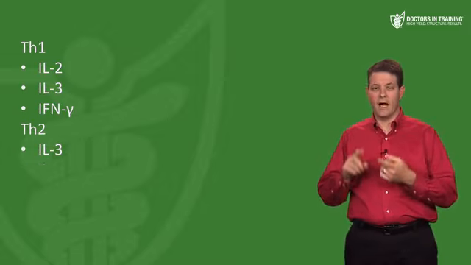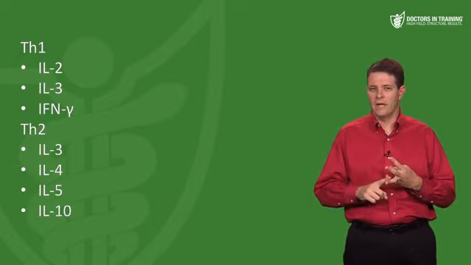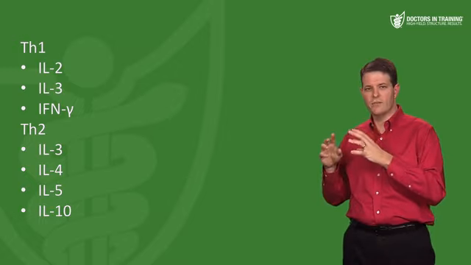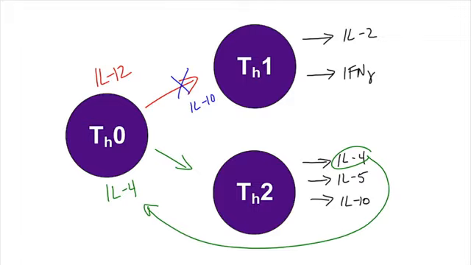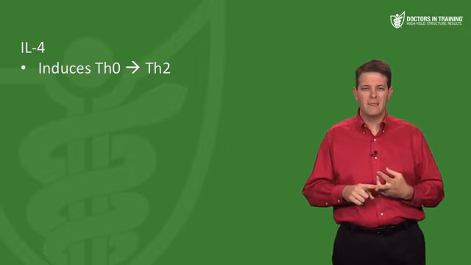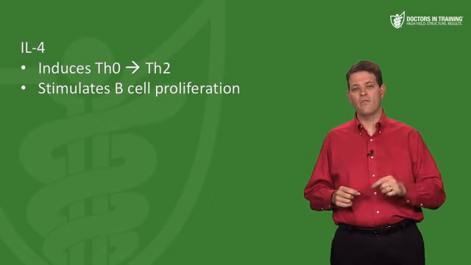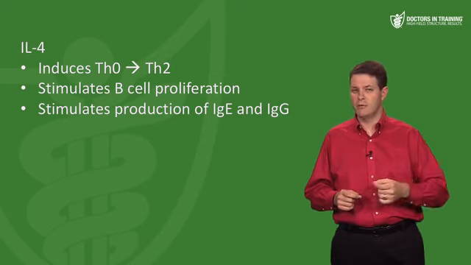T helper 2 cells make IL-3, just like T helper 1 cells did, plus they also make IL-4, IL-5, and IL-10. So we just looked at the function of IL-3, but how about IL-4? Back when we talked about T cell differentiation, we said that IL-4 induces T helper 0 cells to become T helper 2 cells. And we also said that T helper 2 cells are generally pro-B cell because the IL-4 and IL-5 they produce promote B cell proliferation. So IL-4 induces T helper 0 to become T helper 2 cells. It stimulates B cell proliferation. And in that hot T-bone steak mnemonic, we saw that IL-4 stimulates production of IgE and IgG.